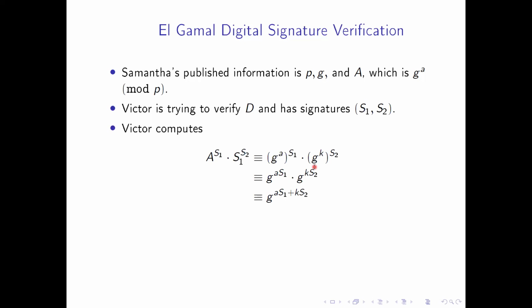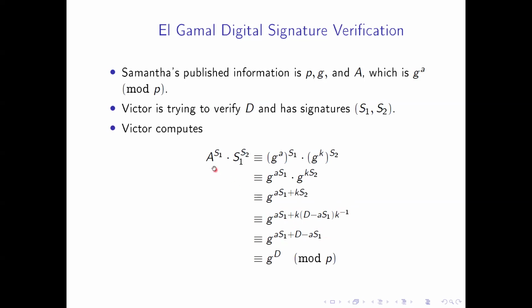But this is where it gets fun. What is S2? S2 is equal to D minus A S1 times K inverse mod P minus 1. So this S2, when I actually multiply it by K, the K and the K inverse are going to cancel each other out in mod P minus 1. So I could have done them separately and then put them back together. But this then gives me G to the exponent, because remember, mod P minus 1 is when it actually gets to be 1. So that's what we care about. Down here, A S1 plus D minus A S1. So the A S1s cancel out and just leave me G to the D.